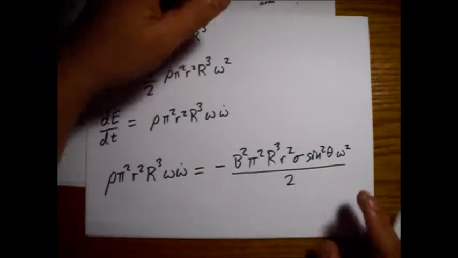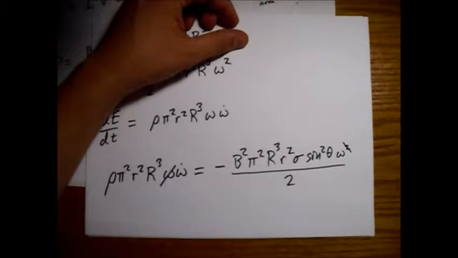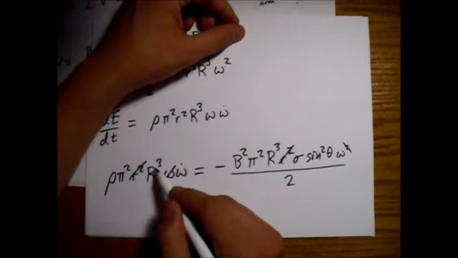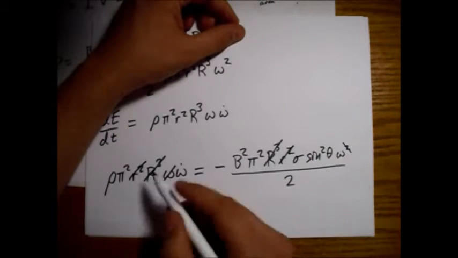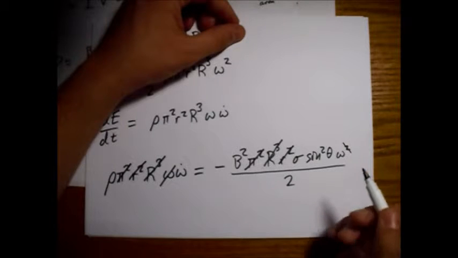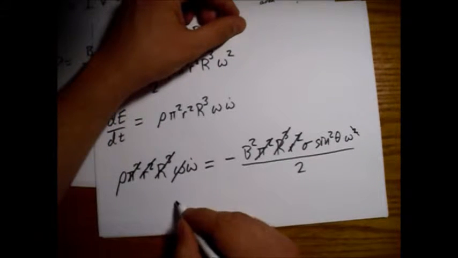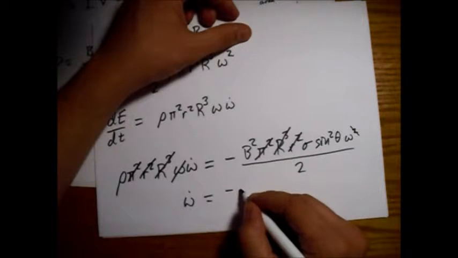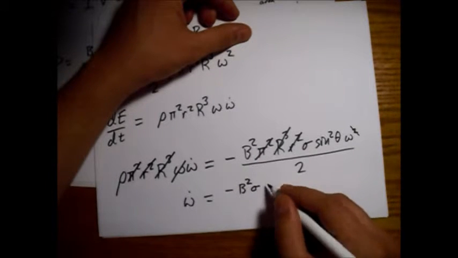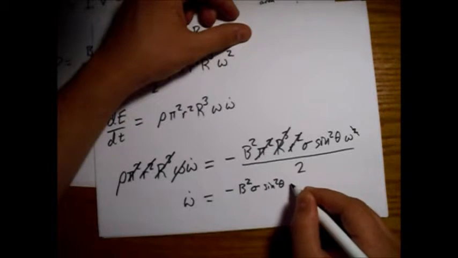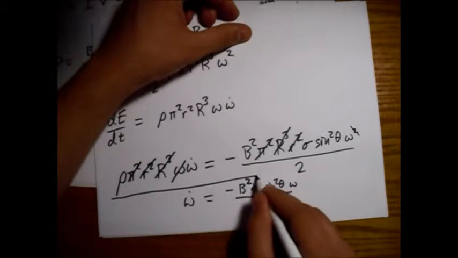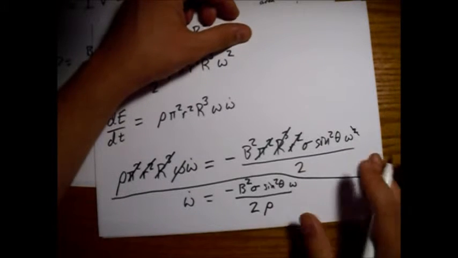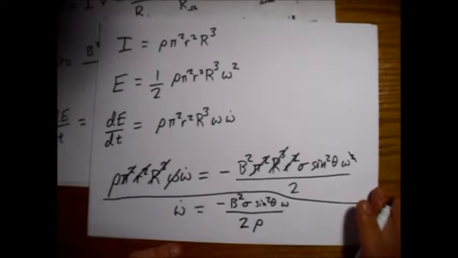All right, let's do some canceling. So we can cancel out this omega with one of these. This r squared goes out, so we don't have to worry about it at all, actually. That's nice. Big R cubed cancels out. Pi squared cancels out. And so, let me just write this as omega dot. I'm just going to bring this rho down to the other side. Omega dot is equal to minus b squared sigma sine squared theta omega, over 2 rho. All right, so rho is the mass density.